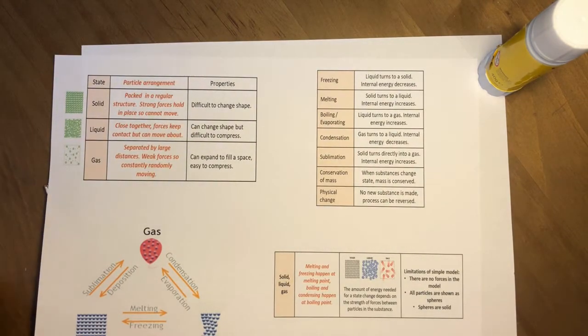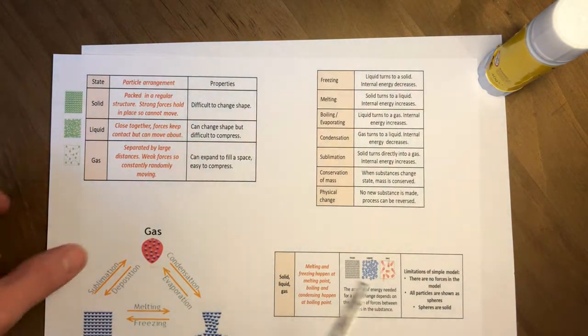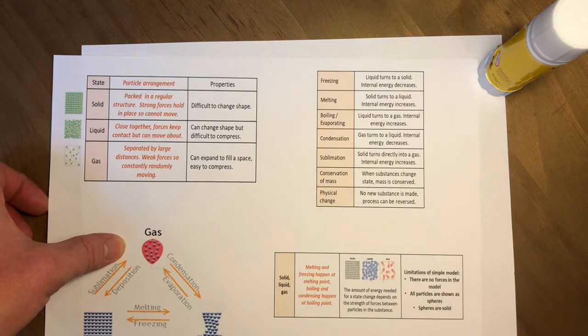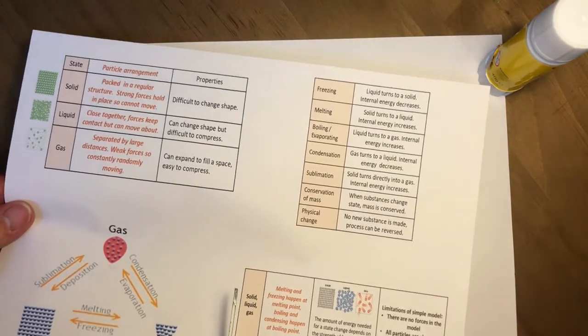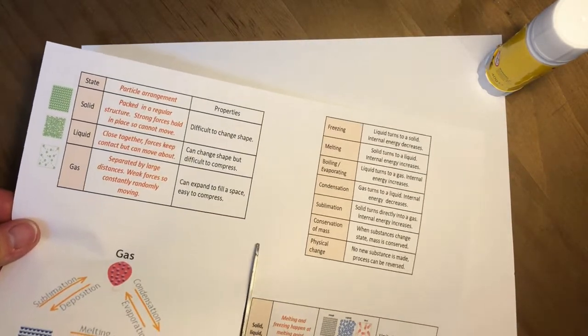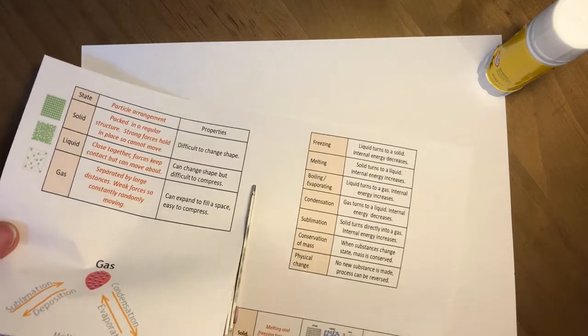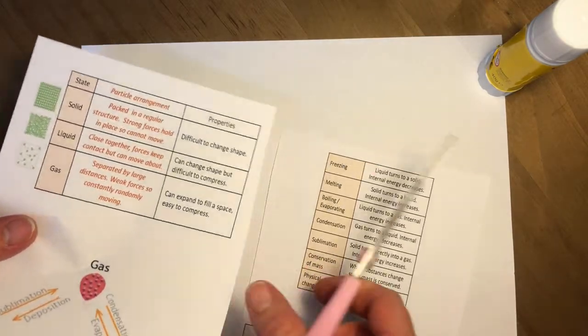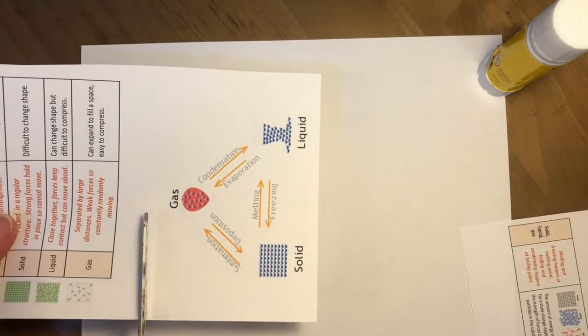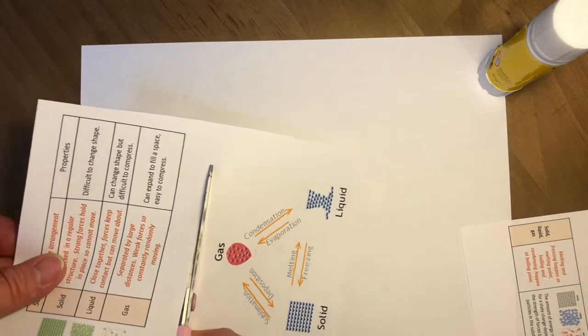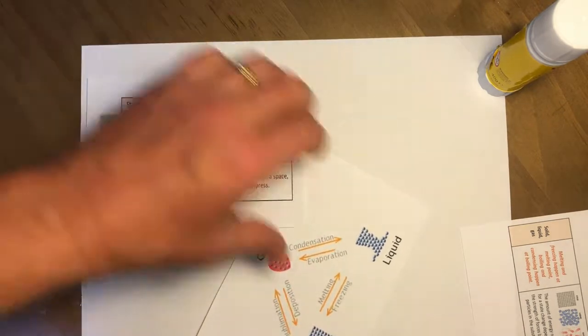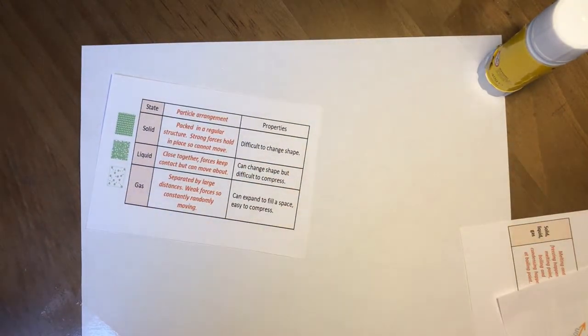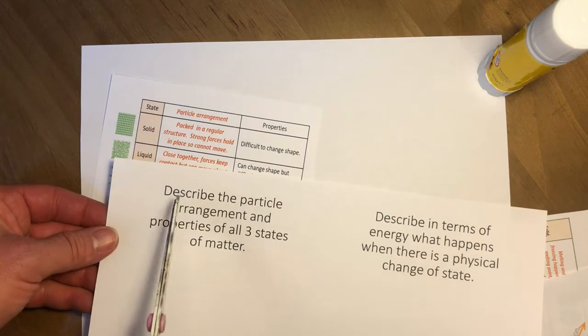The first thing I need you to do is print them off 4 to a sheet. Then cut them out, and for the purpose of this, I'm just going to cut out one of them, which will be this solids, liquids and gas at the top here. Try and do it as neatly as you possibly can. Then cut out the question that corresponds to it, which is describe the particle arrangement of the 3 states of matter.